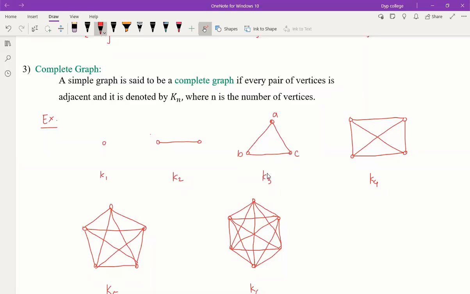So it is a complete graph with the three vertices and no loop and no parallel edge. That means it is a simple graph also. Then the next one, K4.